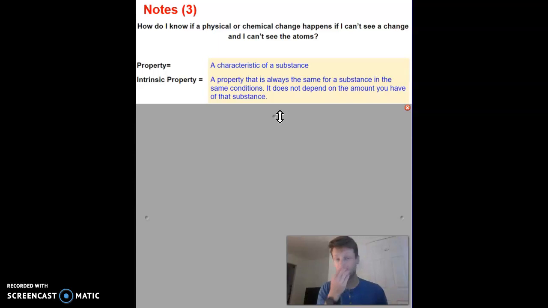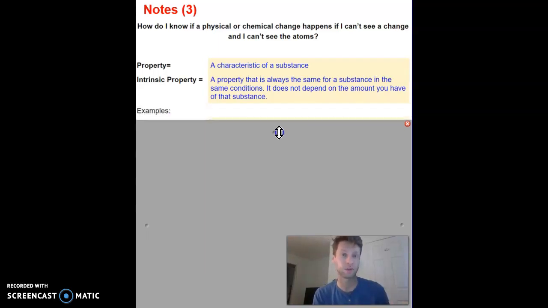Does not matter how much of that water you actually have. Doesn't matter the volume, doesn't matter the mass. It is always going to boil. So that is an intrinsic property. Here's some other examples of intrinsic properties.